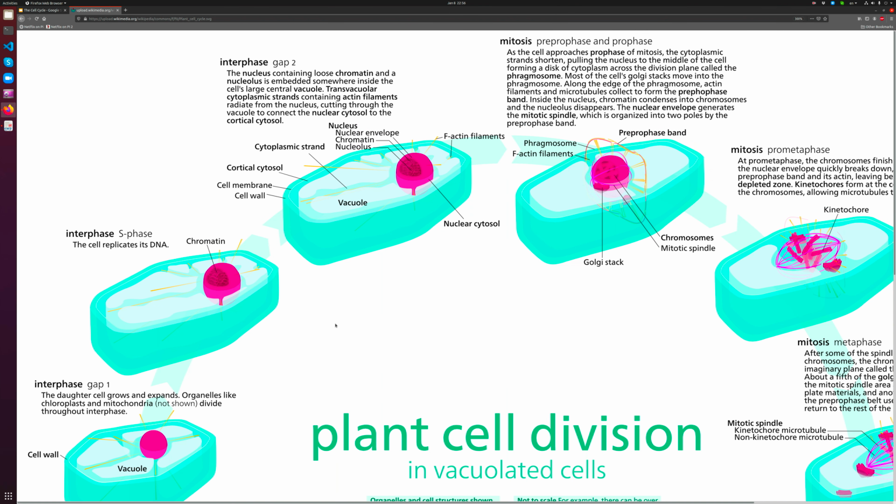In gap 2, the nucleus containing loose chromatin and a nucleolus is embedded somewhere inside the cell's large central vacuole, and the transvacuolar cytoplasmic strands containing actin filaments radiate from the nucleus, cutting through the vacuole to connect the nuclear cytosol to the cortical cytosol.